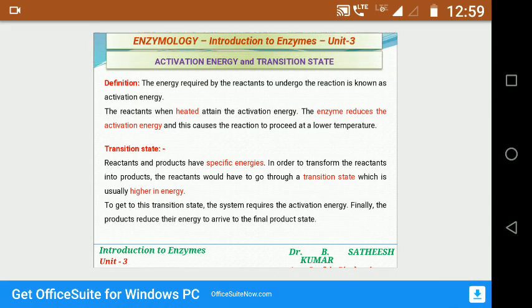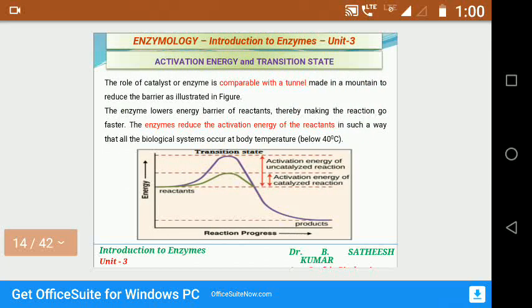Before going into details of the interaction between enzyme and its substrate, let us quickly recap the previous video lesson. The important topic we covered in that lesson is activation energy and the transition state. The basic idea is that the enzyme accelerates the rate of the reaction by lowering the activation energy.